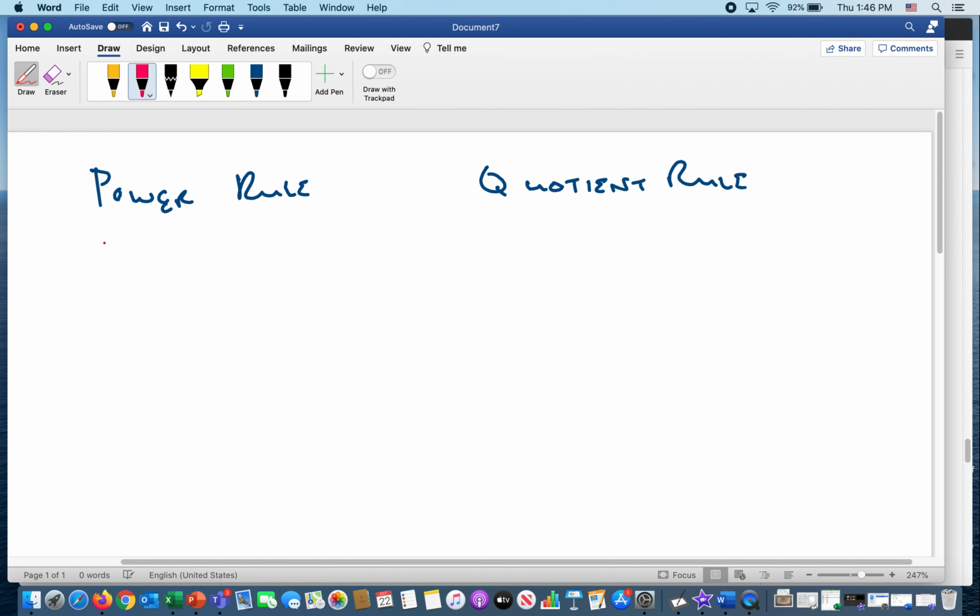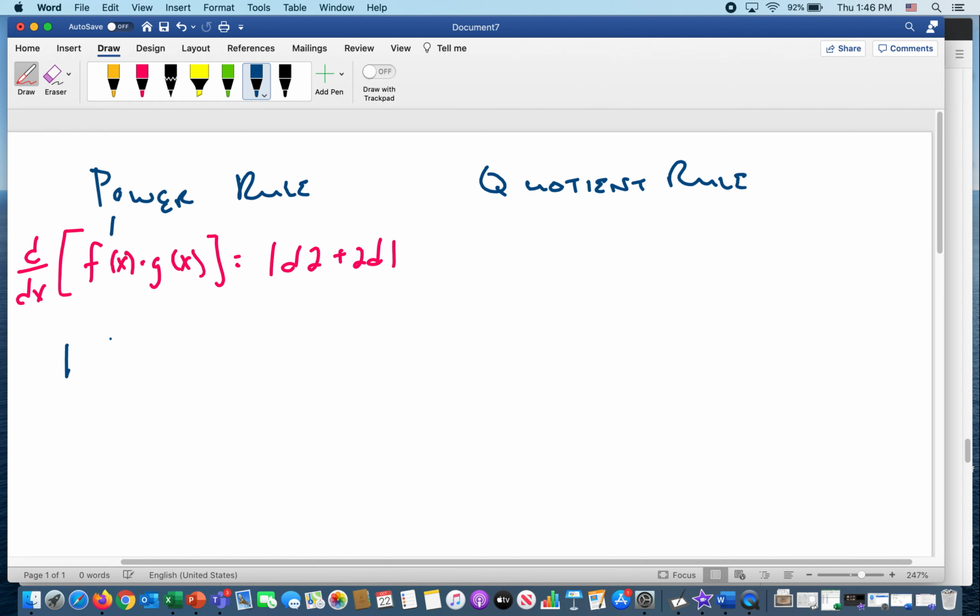So I say that the power rule, right? If I have f of x times g of x, and I want to know the derivative of this thing, the derivative with respect to x is equal to 1d2 plus 2d1. And if you wanted to see how I would apply that here, my first function would be the f of x, and my second function would be the g of x. So when I talk about 1d2, 2d1, I don't mean the number one. I mean the first and second terms here.